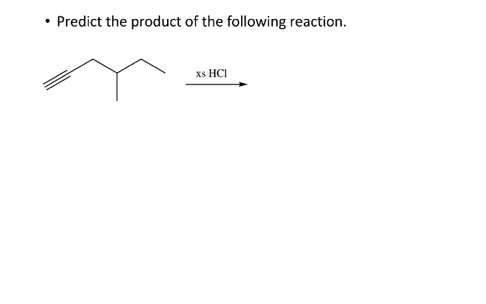All right, so if we look at a couple examples, we want to predict the products of each of these reactions. So I'm reacting my alkyne with excess HCl. So this is going to drive us all the way to the dihalide, and we're going to get Markovnikov addition.